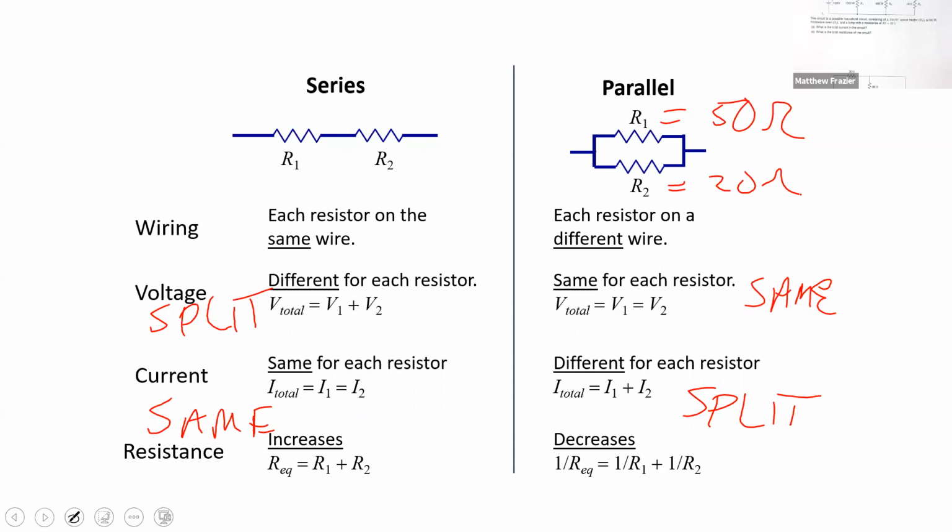So you should check that your calculations make sense. In parallel, you get a smaller number. In series, you get a larger number.